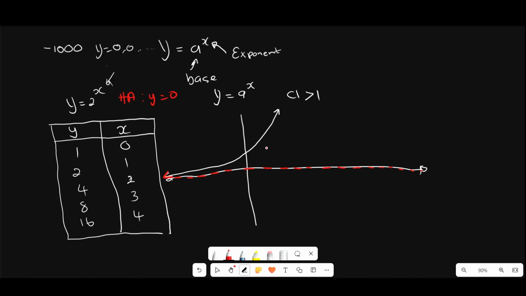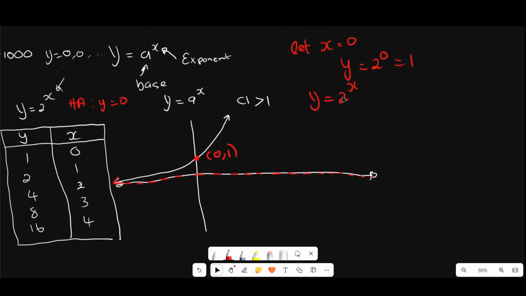When our a is greater than 1, how do I find my y-intercept? Well, for the y-intercept, you let x equal 0, so in that case y is equal to 2 to the power 0, which is equal to 1. So this point here will be my y-intercept, and hence the graph will continue to positive infinity and negative infinity. That is how we sketch that graph, right?